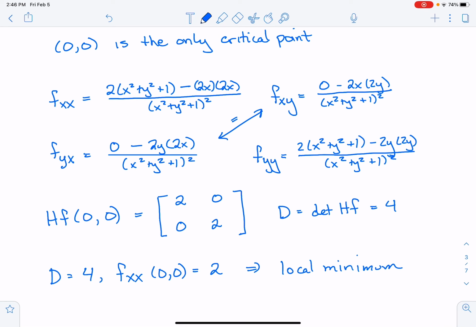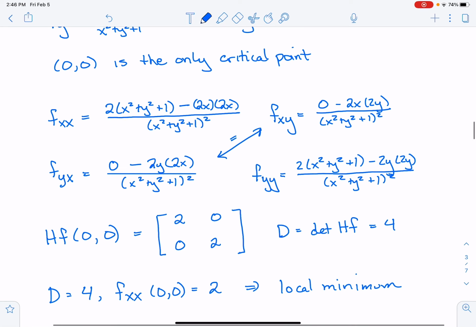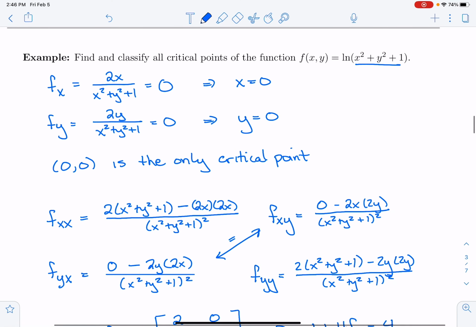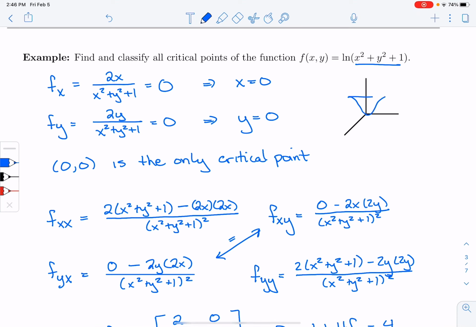Okay, and I encourage you to graph this function, in fact, and you'll see that 0, 0 is a local minimum. If you were to graph this function, you're going to get some sort of upside down bowl shape like this, in which 0, 0 is a minimum. Okay, right there. So 0, 0, 0 there is a minimum.